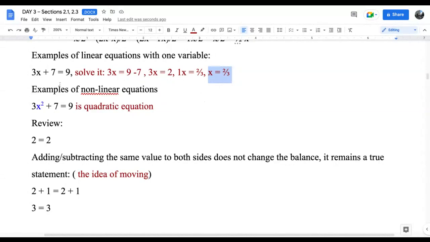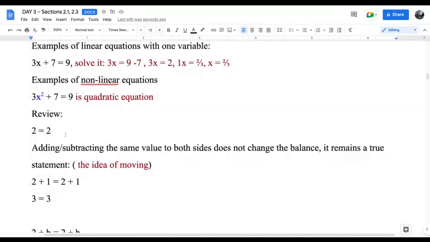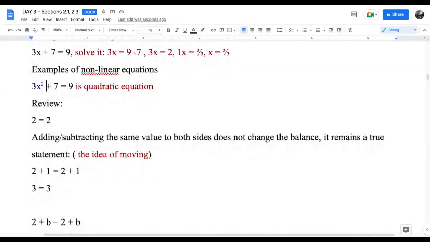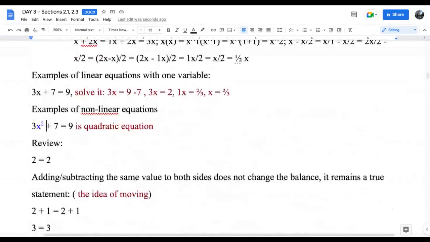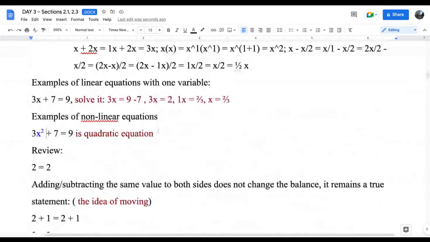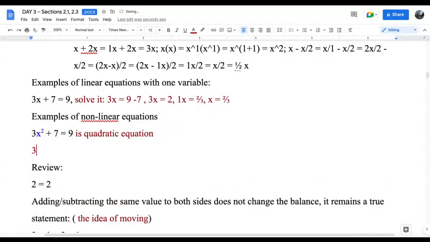So this we call a linear equation. Again, because the power of x is 1. Non-linear, let's see this one. 3x squared plus 7 equals 9. Well, let's move positive 7 again to the other side. So this is just some review. Let me see. Well, let's solve this one first. So this is a quadratic equation, right? So let me copy and paste.